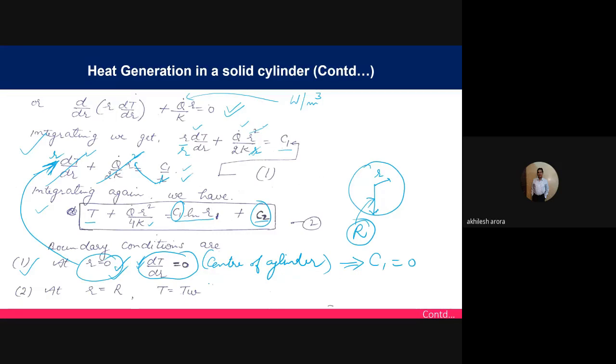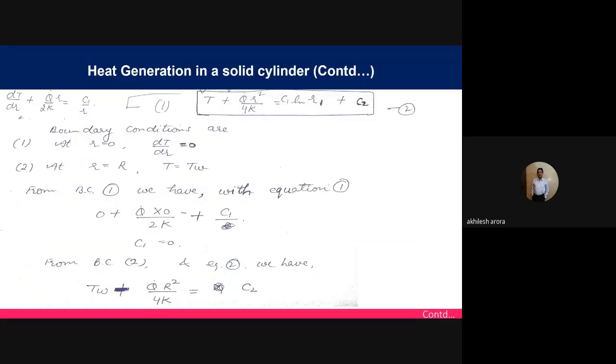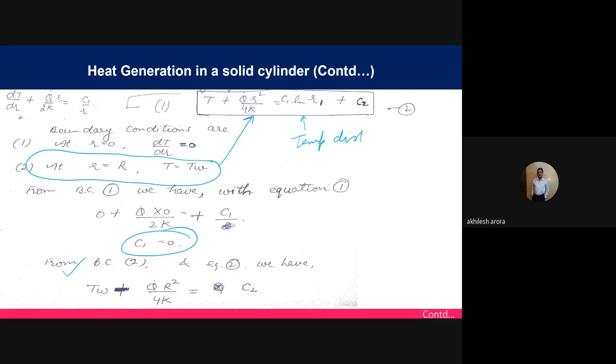So then the second boundary condition is, at r equal to capital R, T is equal to TW. TW is the temperature of the wall here. So you can see here the c1 is already 0. Now we can apply the second boundary condition. This is the second boundary condition, and this is what we can keep in this particular equation. This is the temperature distribution equation, in which we have to calculate the value of c1 and c2.